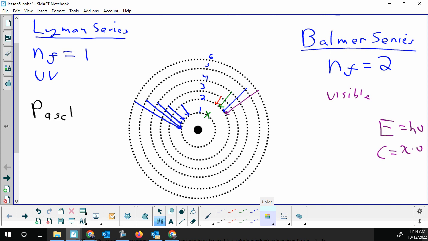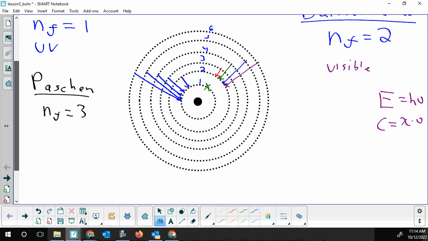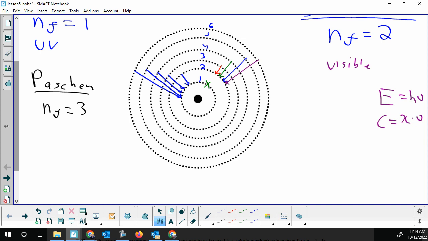The Paschen series, which I'm not going to label on our diagram, is when the n final, or the principal quantum number, is 3. Now we can't see the Paschen, it's lower energy, these are in the infrared. So lower energy than the human eye can perceive. You can buy infrared cameras to detect infrared radiation. Night cameras detect infrared.